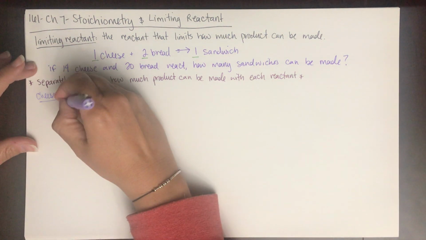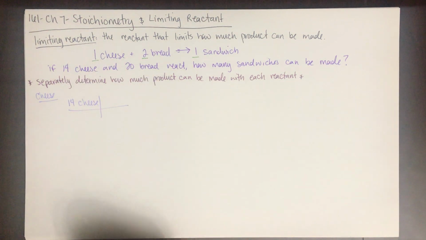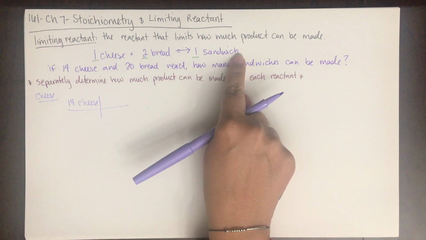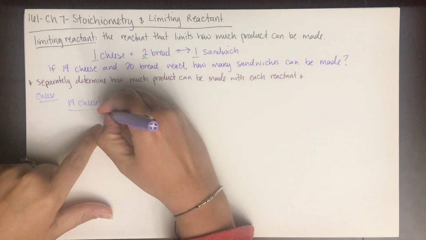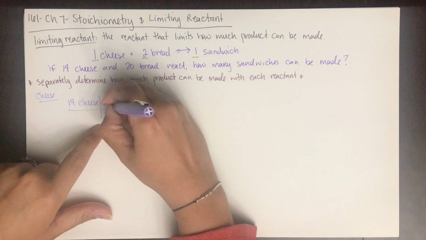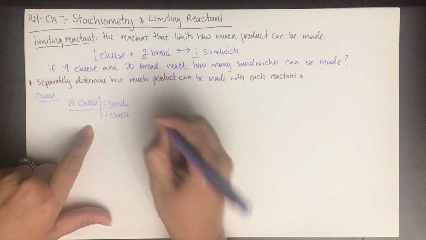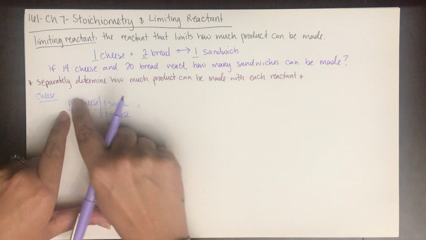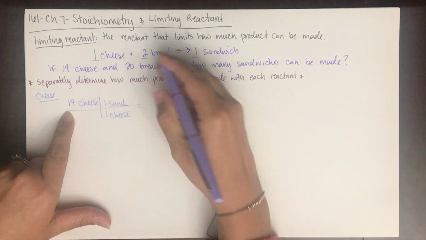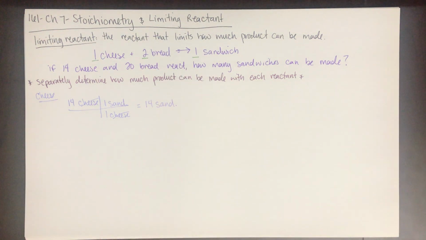Okay, so if I have 14 cheese, the mole to mole ratio for cheese to sandwich is that 1 cheese makes 1 sandwich. So cheese on the top, cheese on the bottom, cheese will cancel. 14 times 1 divided by 1, I can make 14 sandwiches with the cheese.